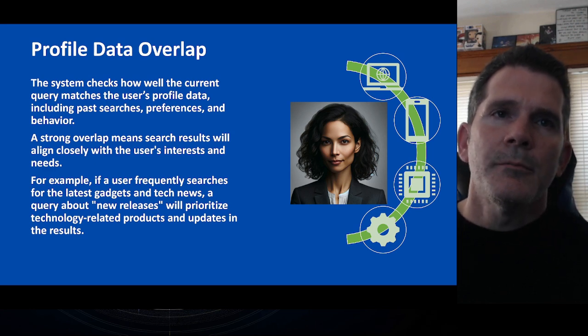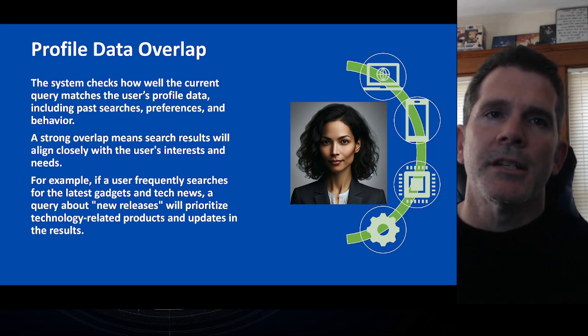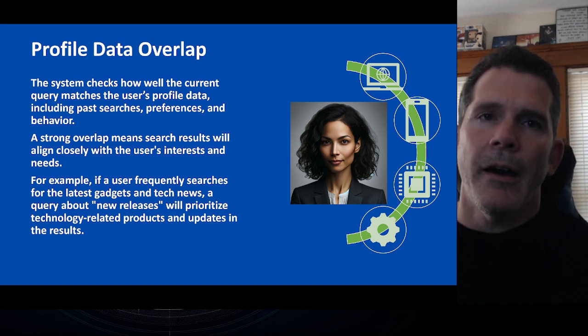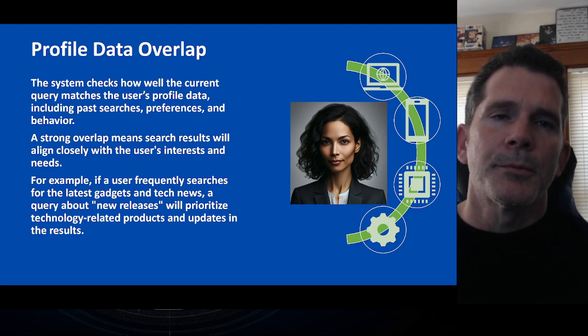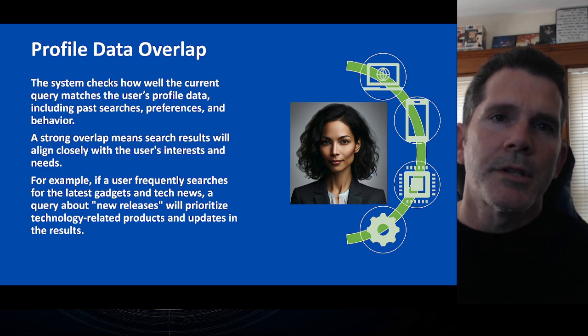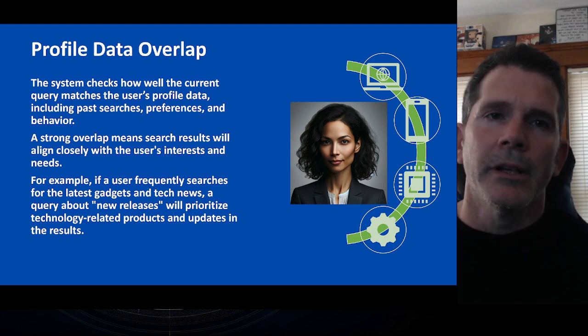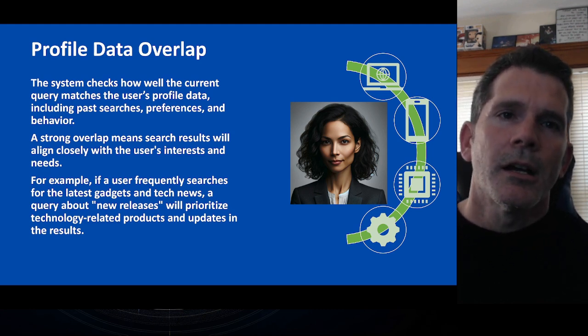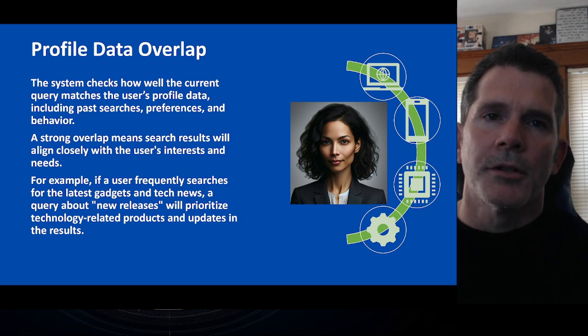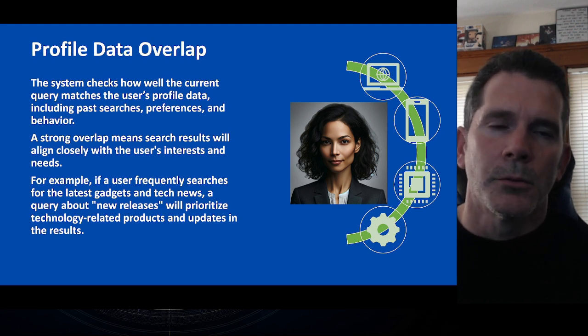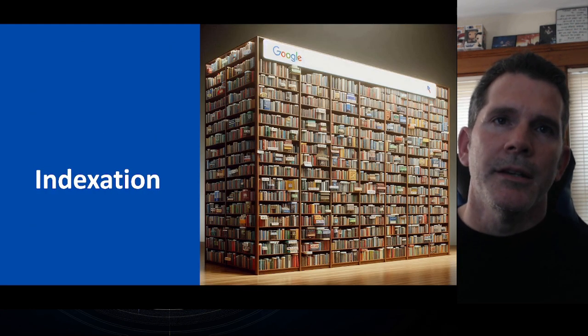And the system assesses how well the current query matches the user's profile data, including past searches, preferences, behaviors. Having a strong overlap means search results will align closely with the user's interests and needs. So, for example, if a user frequently searches for the latest gadgets and tech news, a query about new releases will also prioritize those technological related products and updates.